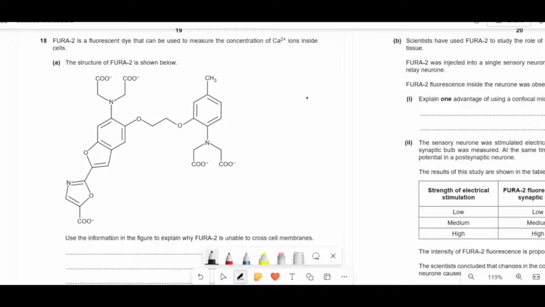The next question says that FURA2 is a fluorescent dye that can be used to measure the concentration of calcium 2+ ions inside cells, and the structure is shown below. Here we have it. It says use information in the diagram to explain why it cannot cross cell membranes.